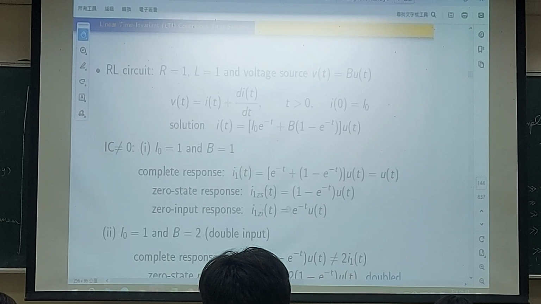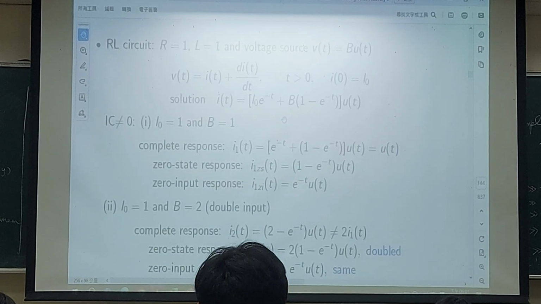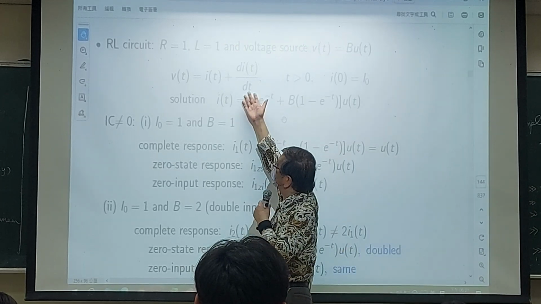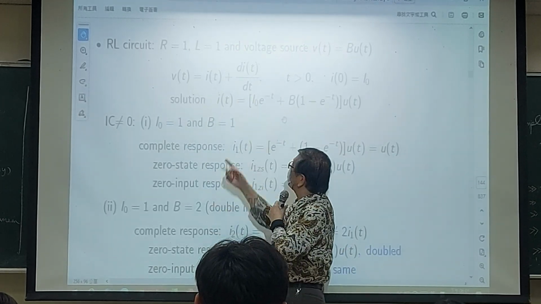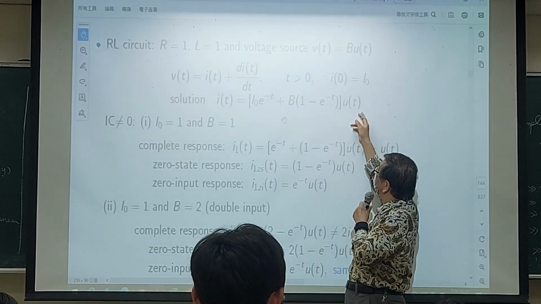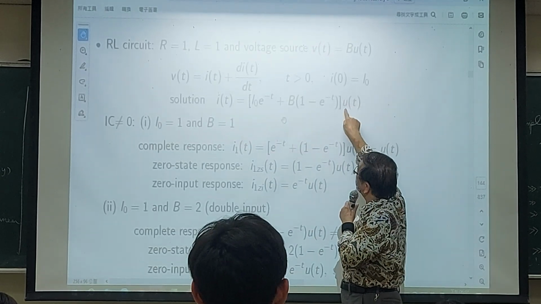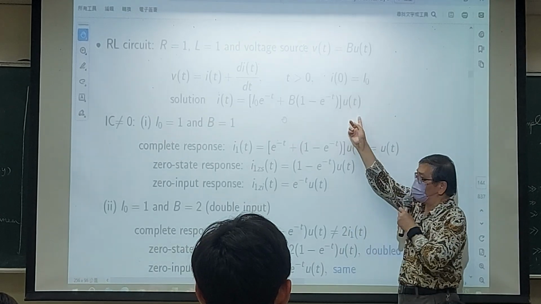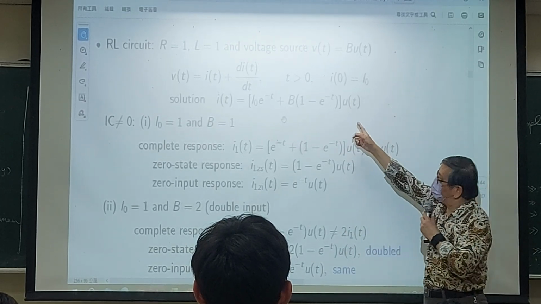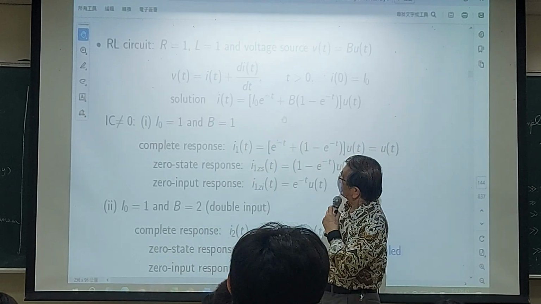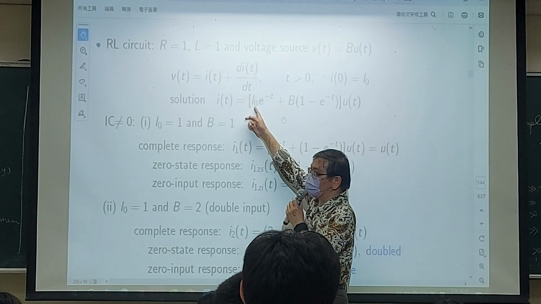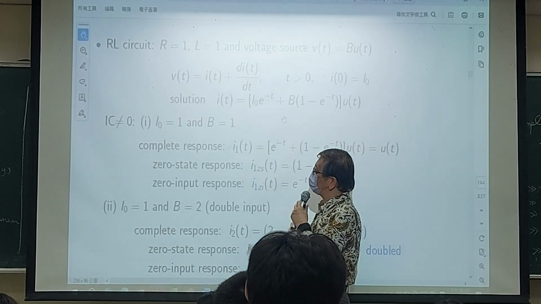Here we have a simple example. If we consider a first order differential equation, and then we have the solution, I of t, the current. Now, u is the input unit step function. V of t is the voltage source, that's the input. And this is the initial condition, the initial value of the current.